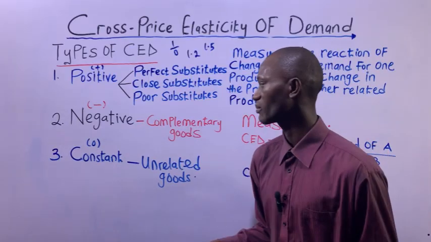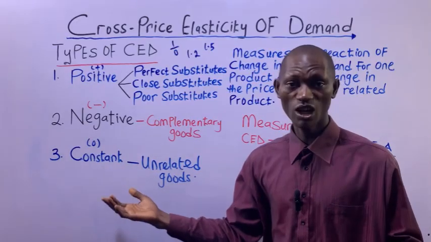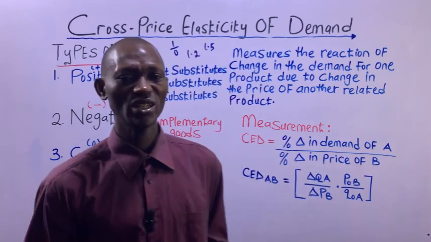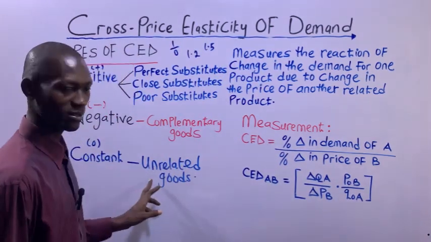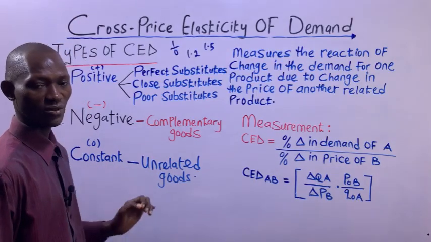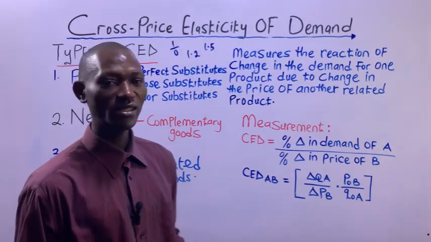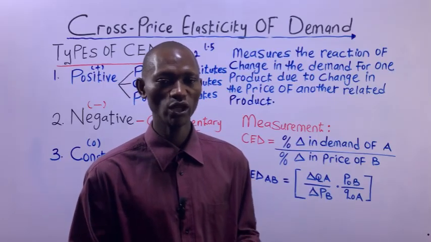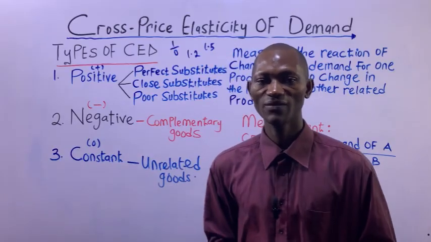I hope that is understood. Good. Then lastly, constants. Constants in economics means zero basically. So goods that usually have constants, zero, mean no relationship. Unrelated goods usually have constant cross price elasticity of demand. In this case, we're saying that two goods have no relationship whatsoever. So a change in the price of one will have no effect whatsoever on the demand for another good.